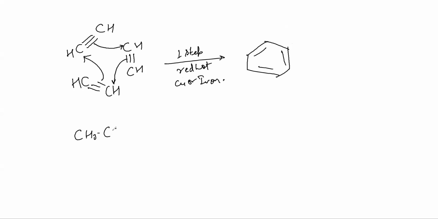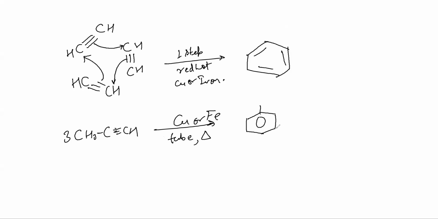Can you tell me the product of this reaction? Can you think about this product? 1,3,5 benzene. Correct. This we call mesitylene.